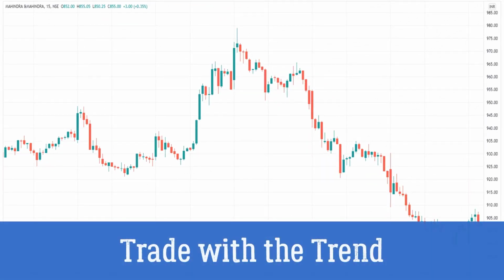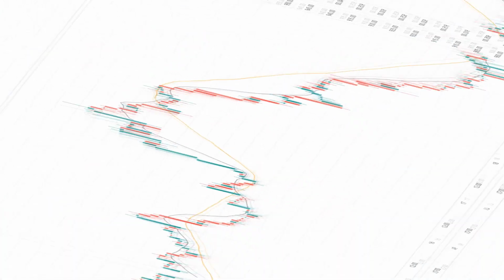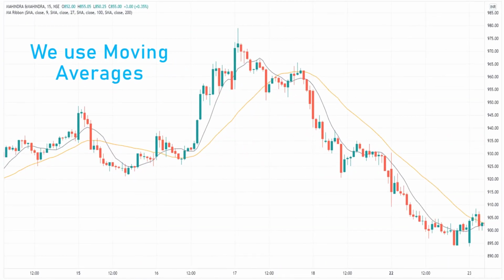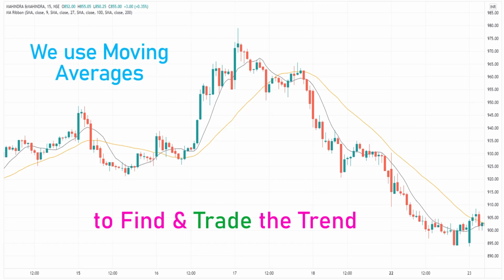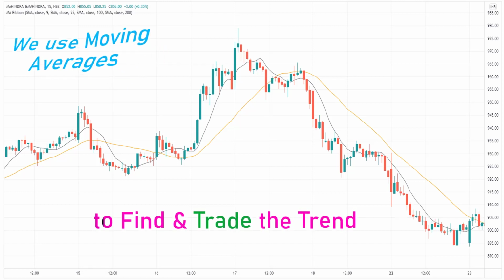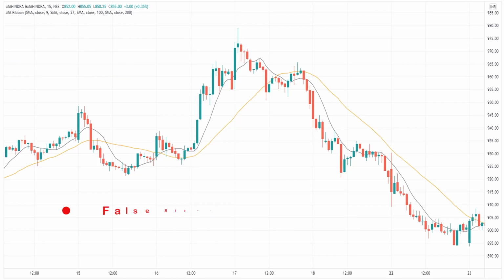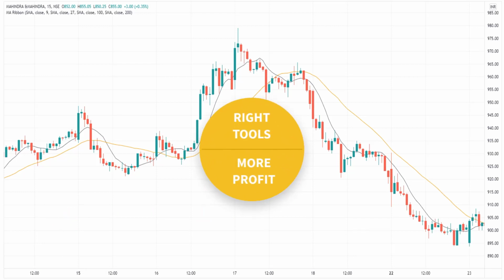A simple way to reduce your trading risk is to trade with the trend. That's why we use tools such as moving averages to find and trade the trend. But however, this is not enough because moving averages tend to give out a lot of false signals. But if you use the right tools along with the moving average, trading can become simple and profitable to you.